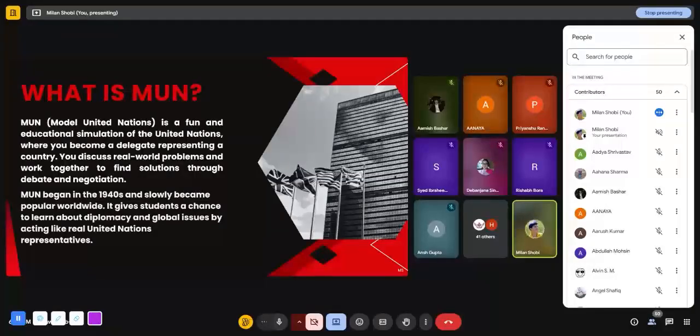Coming to the history of Model United Nations, MUNs began in the 1940s with the first session at Harvard, and slowly it became popular worldwide. There were tons of reasons for it, but the main reason is that MUN is very fun, and at the same time, it's a growing learning opportunity for students across.